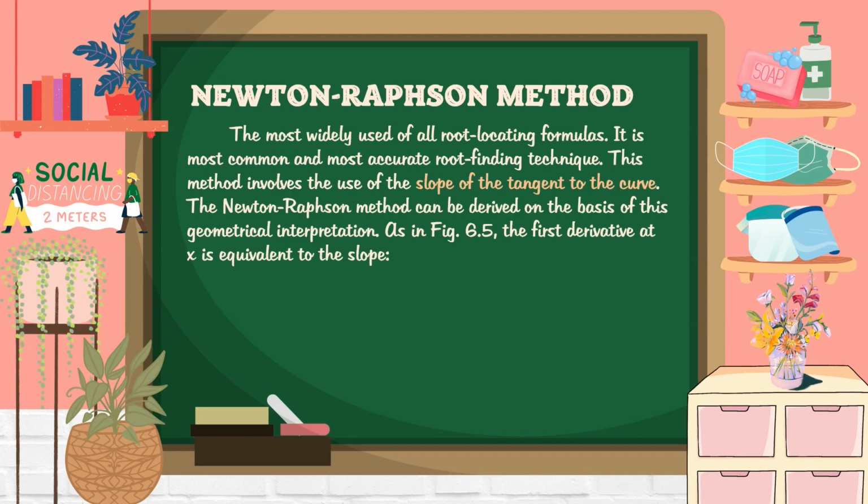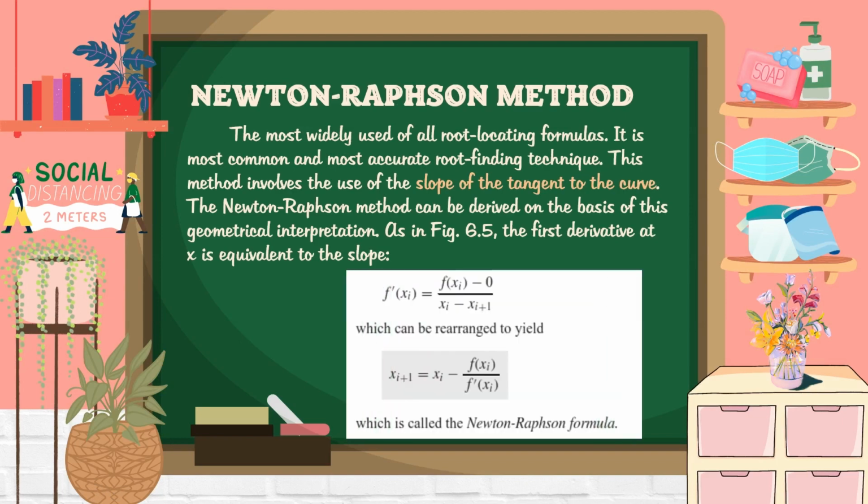The first derivative at x is equivalent to the slope. So given the slope, we will have here the function of x sub i minus 0 all over x sub i minus x sub i plus 1, which can be rearranged to yield the equation x sub i plus 1 equals x sub i minus the function x sub i all over the first derivative of the function x sub i, which is called the Newton-Raphson formula.